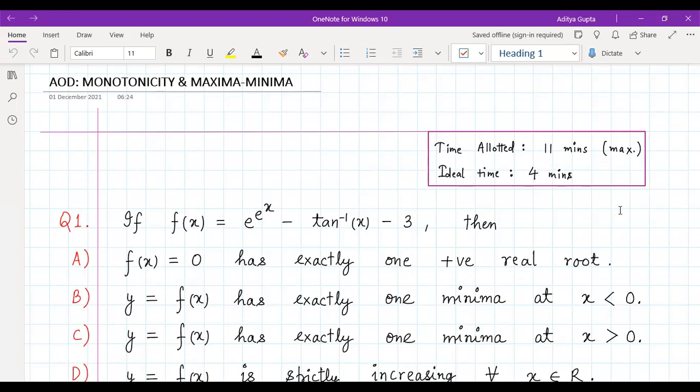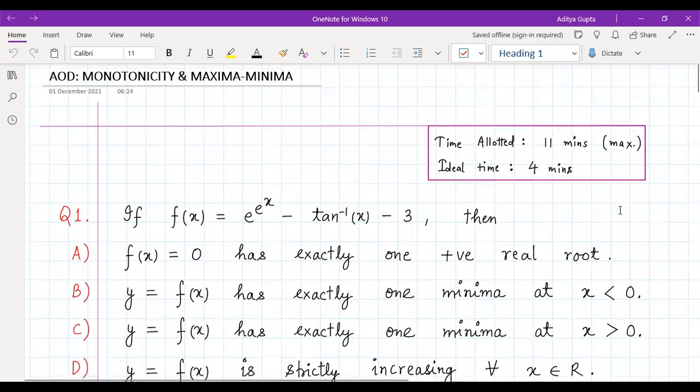And today we are starting with a very important topic, and that topic is applications of derivatives, monotonicity, and maxima minima. So this is the very first question from that chapter. The question says, if f of x is equal to e power x minus tan inverse x minus 3, then which of the following options is correct?